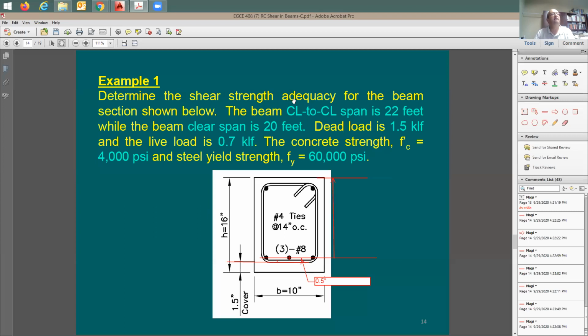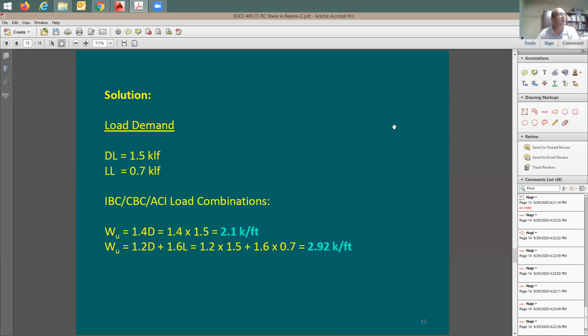It means find out the demand, find out the shear strength of the ties and the concrete, and compare them to each other. Load demand here is given to us as 1.5 kip per linear foot. For dead load and live load, it's going to be 0.7 kip per linear foot.